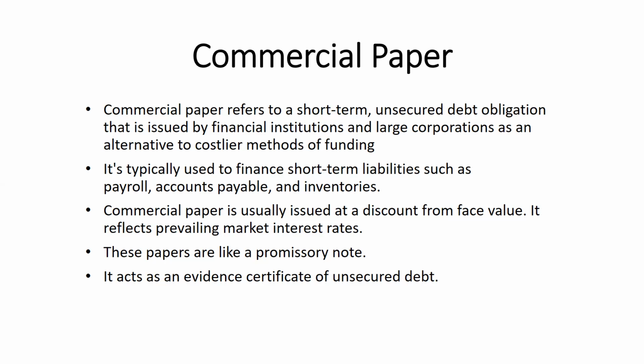These papers are like a promissory note. Okay. So this paper which is issued is like a promissory note that they will return the money on such and such date. Okay. And this promissory note also contains the rating and all the features, like which type of commercial paper is issued and all. Okay. So this acts as the evidence certificate of unsecured debt. Unsecured, like here the collateral is not placed.